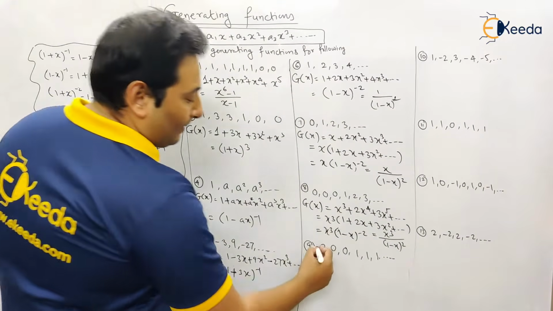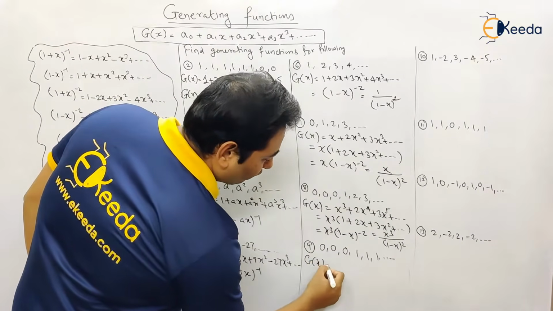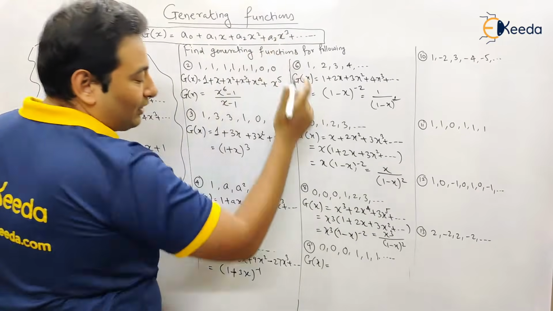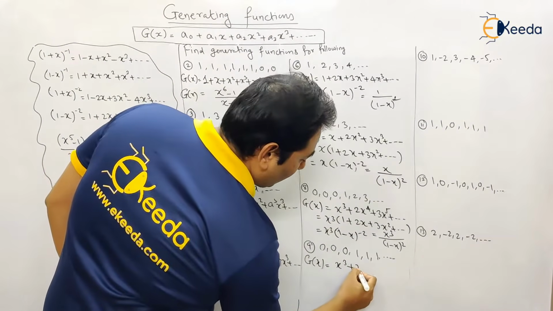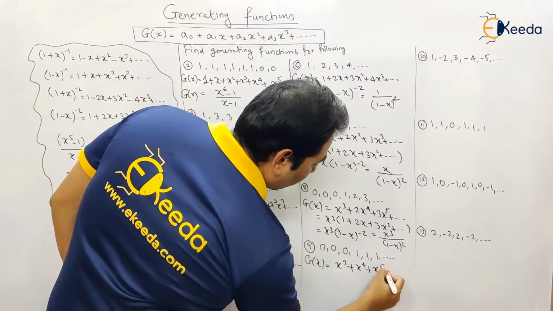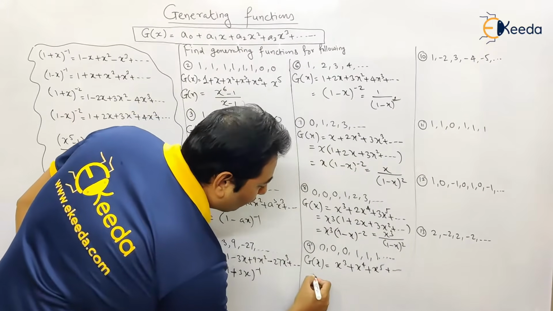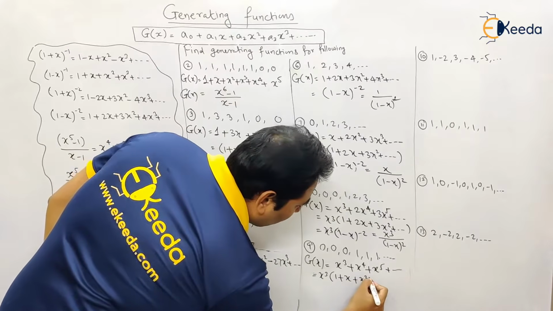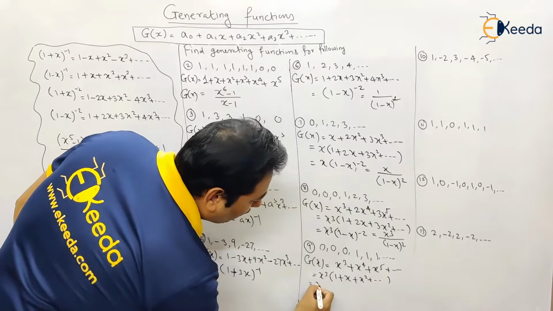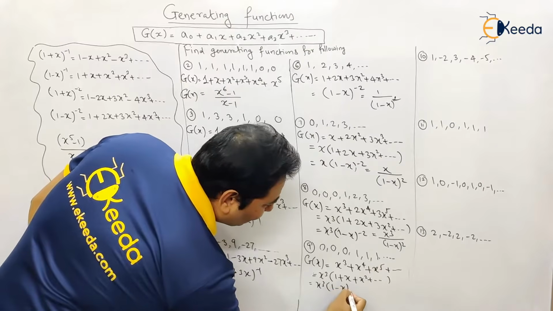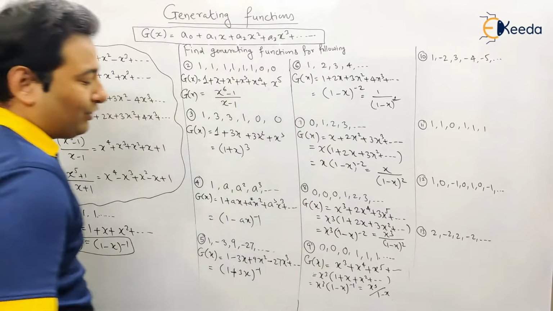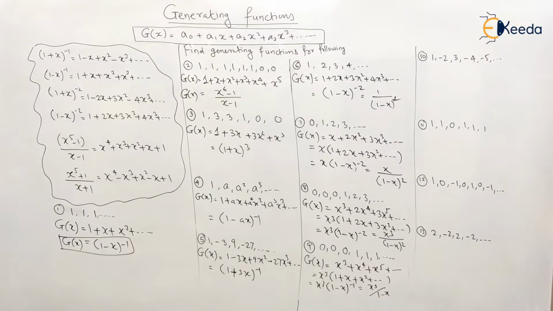What next? 0 0 0, so 3 terms gone. It will start again from x cube. So x cube, x raised to 4, x raised to 5 plus dot dot dot. If you take x cube common, it will be 1 plus x plus x square plus dot dot dot. In short, x cube times 1 minus x inverse, so x cube upon 1 minus x. So this is your series. This is the solution for problem number 9.